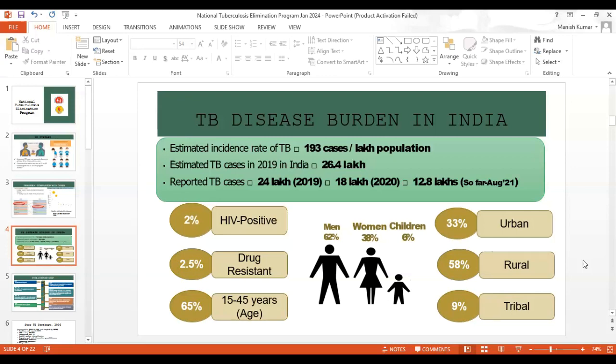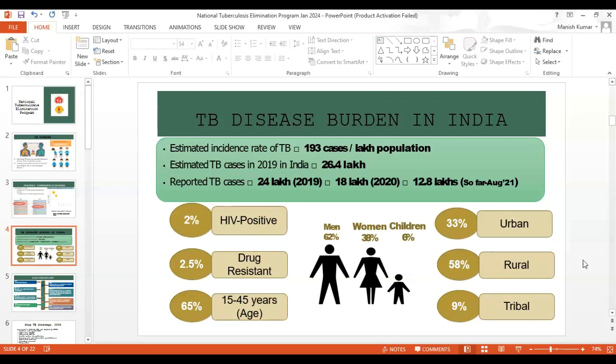Among TB cases, there is further disaggregation which has been done. 33% are in urban areas, 58% are in rural areas, and 9% of cases are from tribal areas. Primarily, men are more affected than women. 62% of cases are men, 38% are female, and 8% are children.